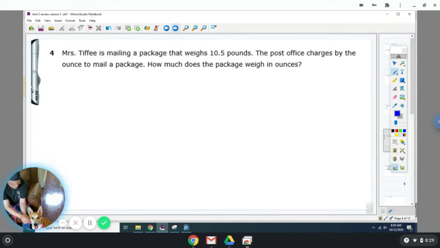Miss Tiffany is mailing a package that weighs 10.5 pounds. The post office charges by the ounce to mail a package. How much does the package weigh in ounces? Okay, so you can use your star chart to figure out how many ounces are in a pound. And 1 pound is equal to 16 ounces. So my ratio would be 1 over 16 ounces. And since this is pounds on top, 10.5 will go on top because that's pounds as well, and X goes on the bottom because we're trying to find the number of ounces. So you're going to do 10.5 times 16.